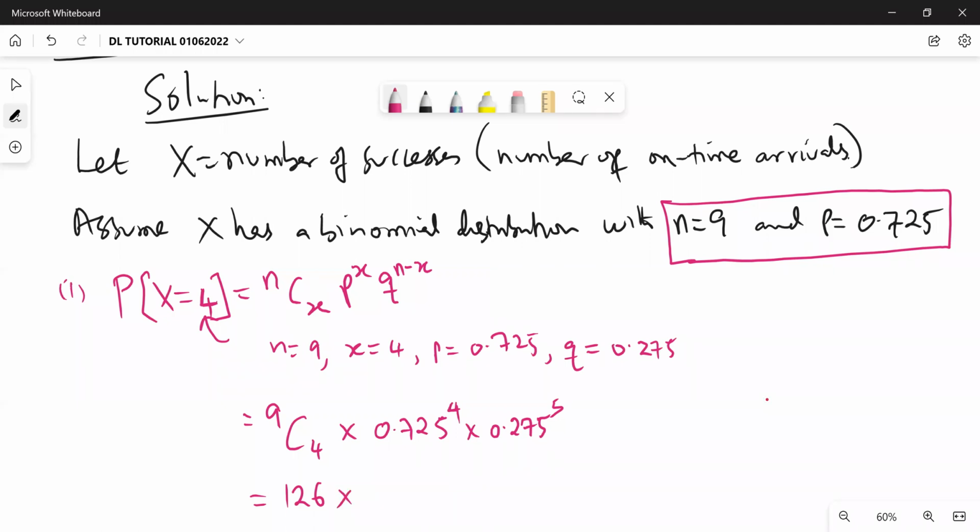Then we have 0.725 power 4. If you press your calculator correctly, this will be 0.2763 approximately, multiplied by 0.275 power 5, which will be 0.00157. Please confirm that you are getting those values.